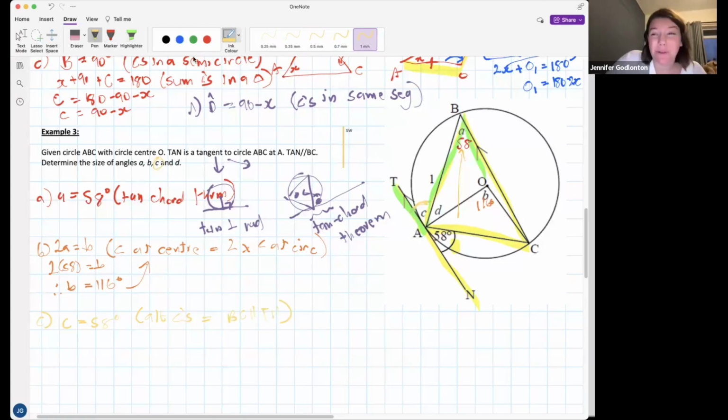The really awesome thing about geometry is you get so many marks. For each of these, you would have gotten 2 marks. So you're already sitting on 6 marks just for doing that, which is really cool. And finally, D. I know you know the answer for D. I want to make sure you can tell me how to write it correctly.